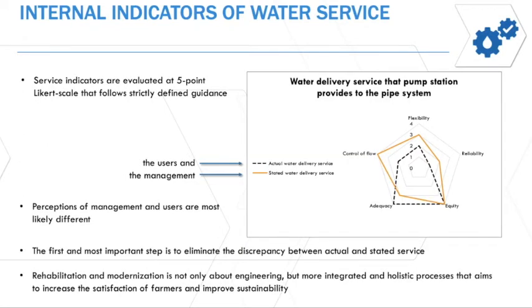The service indicators, similarly to the other internal indicators, are scored on a 5-point Likert scale that follows a strict scoring plan. These particular indicators are scored by both users and the management. It may be evident that the perception of the farmer about irrigation service will be completely different from the perception of a manager. Therefore, the first and most important step is to eliminate the difference between users' and service providers' perceptions.